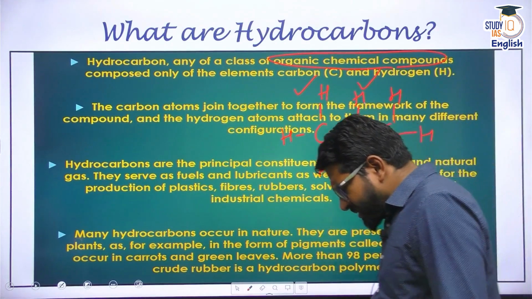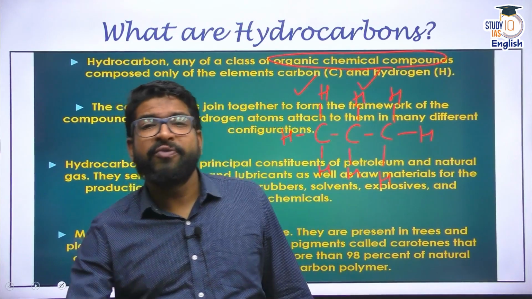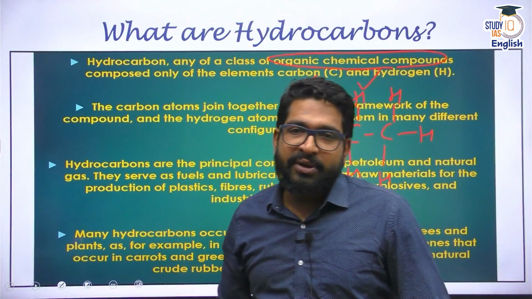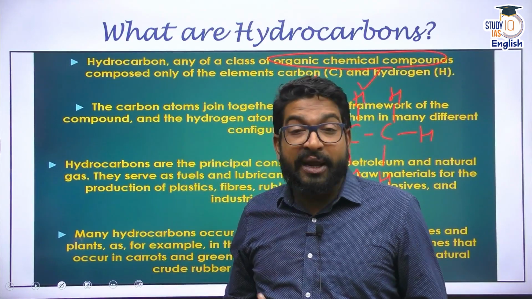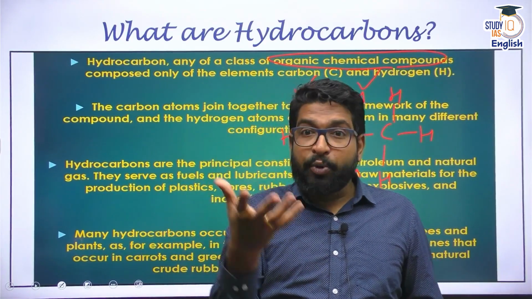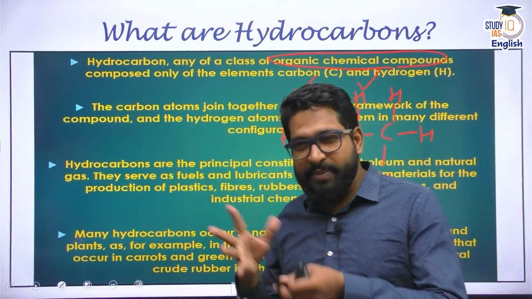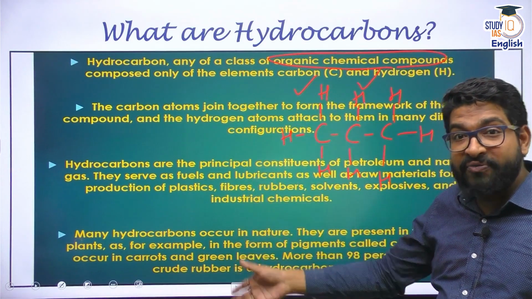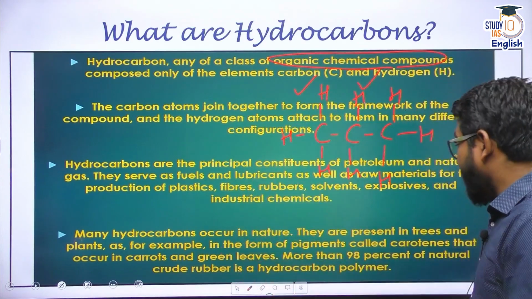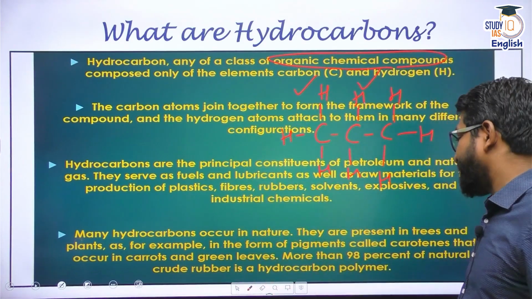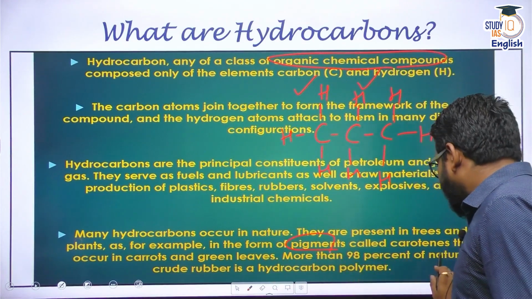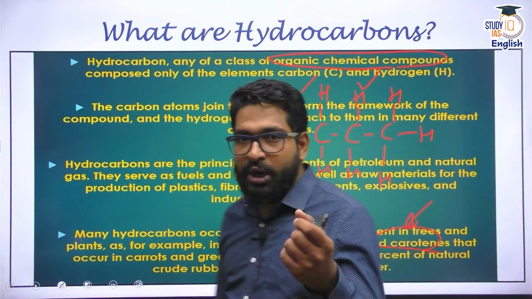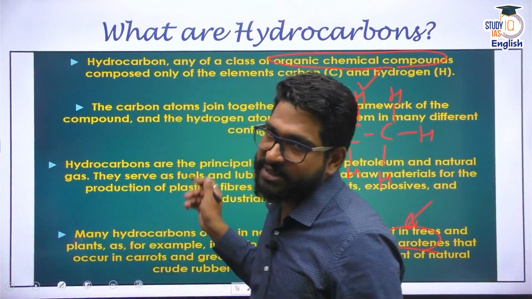Hydrocarbons are the primary constituents of your petroleum and gas. The LPG that comes to your home is nothing but hydrocarbon itself. LPG is predominantly composed of propane and butane, which are hydrocarbons. Hydrocarbons are also part of living systems. They occur in nature and are present in plants. They form different pigments. For example, carotene is that orange you find in a carrot; the orange or reddish color is because of these hydrocarbons.